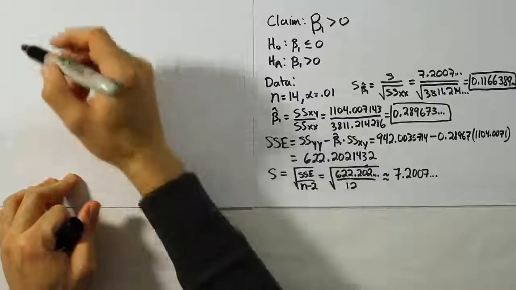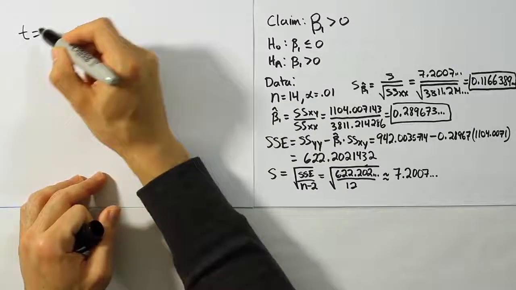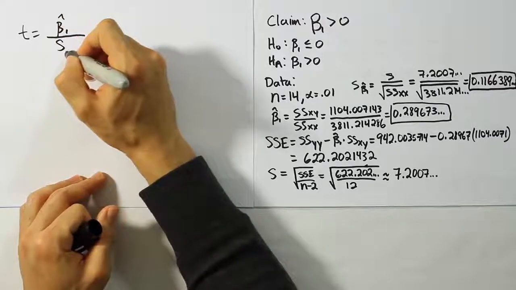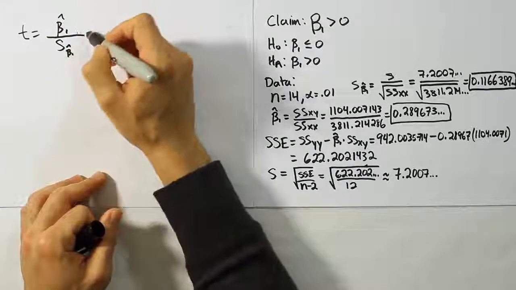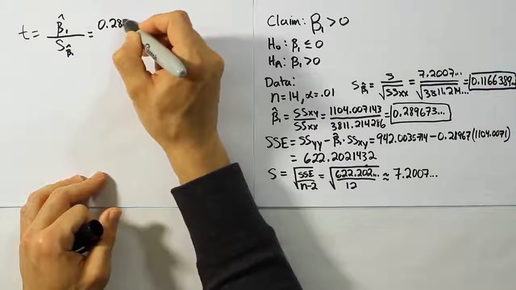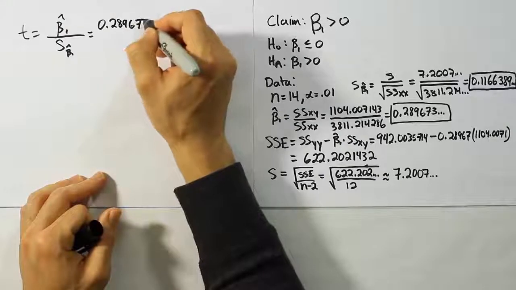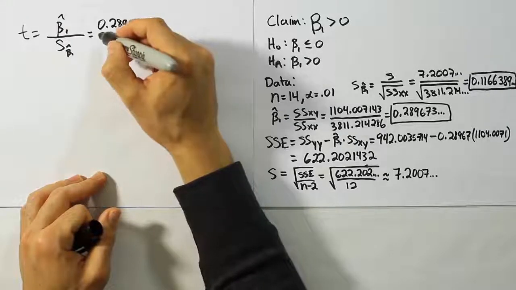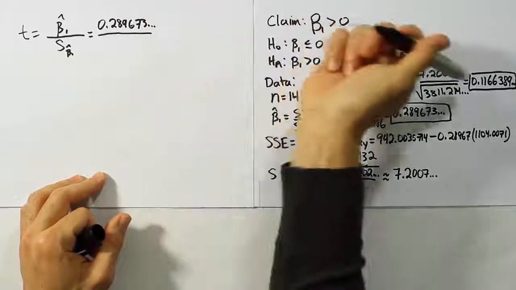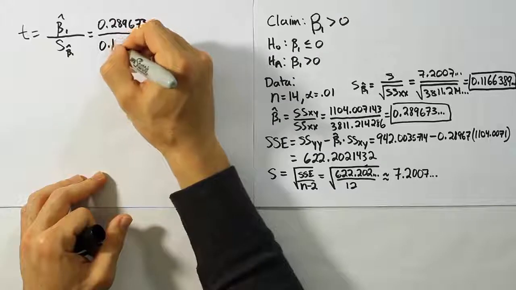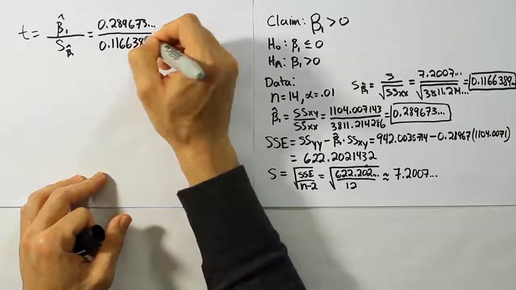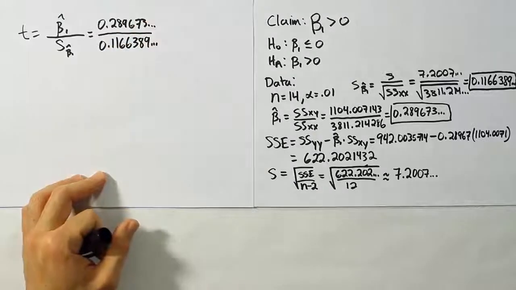Okay, so our test stat formula is quite simple. Remember, it's a t-test stat formula. And it's a simple fraction. It's beta 1 hat over the standard error for beta 1 hat. All right, now beta 1 hat we had here as 0.289673 dot dot dot, right? And then that was going to be divided by S of beta 1 hat, which we have the answer here as 0.1166389 dot dot dot. All right, let's work that out in our calculator.